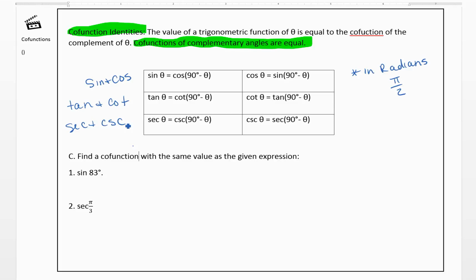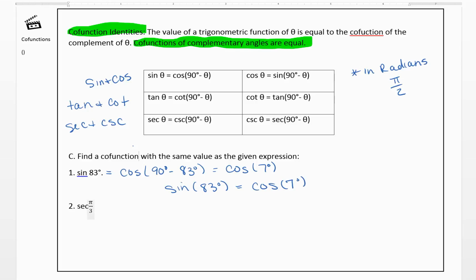Okay, so here we're not actually going to use this to find sine or cosine or whatever. We're just going to say, what two things are the same? So if we have sine of 83 degrees, we can see that this is the same as cosine of 90 minus 83 degrees. So this would be cosine of 7 degrees. So all we're saying right now is that this little rule tells us that sine of 83 degrees is the same as cosine of 7 degrees.